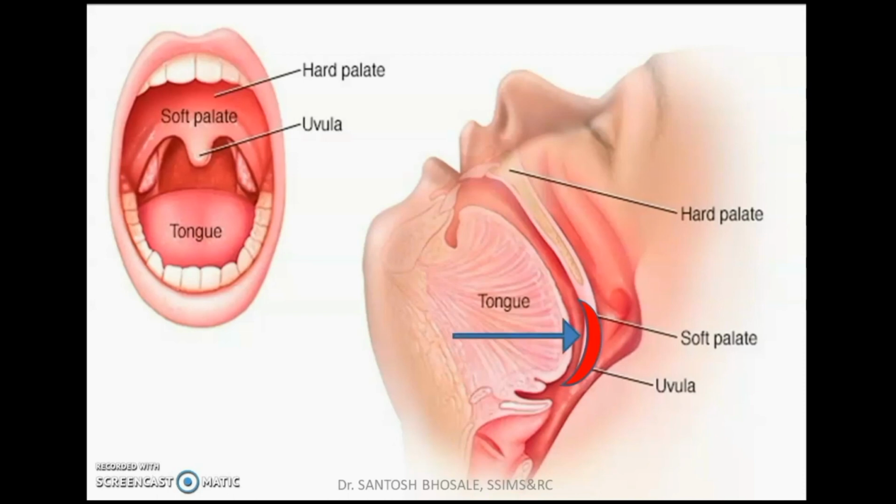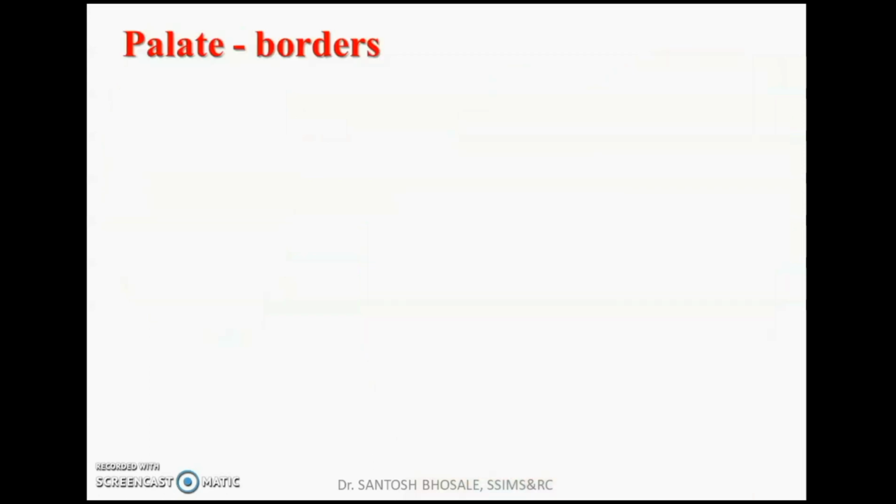It is concave, that you can see, directed downwards and backwards towards the base of the tongue. And the posterior surface is convex, directed upwards and backwards towards the nasopharynx.